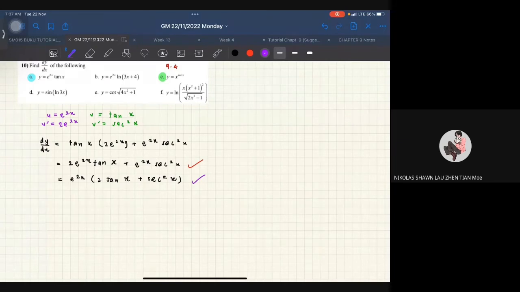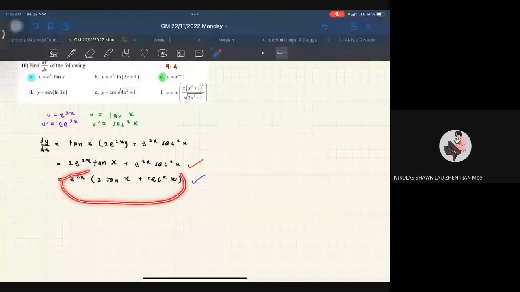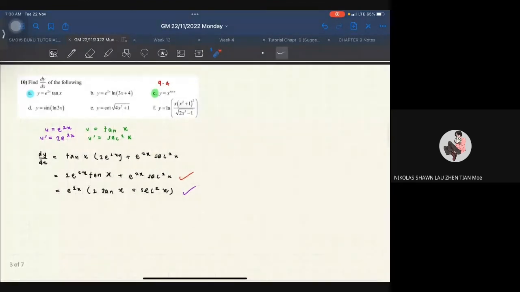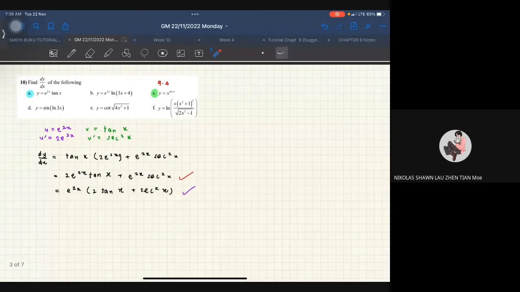Tak ada masalah pun. Sebab dia tak kata you need to prove this one sama dengan this one. Kalau soalan tu minta awak prove, so you need to prove that the first derivative is equal to this one. So obviously you need to factorize lah. Kalau dia just cakap find the first derivative, so both answers are accepted. Dua-dua diterima. Okay, jelas ke? Alright, so itu sahaja untuk nombor 10. Ada tak lagi soalan lain?